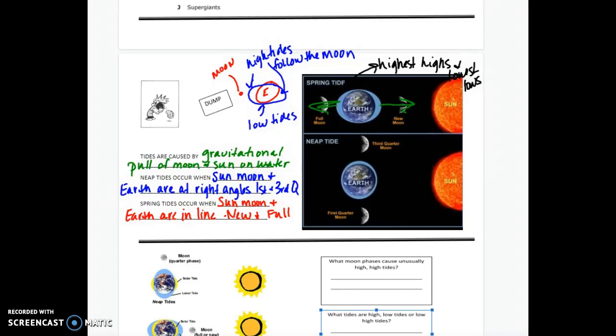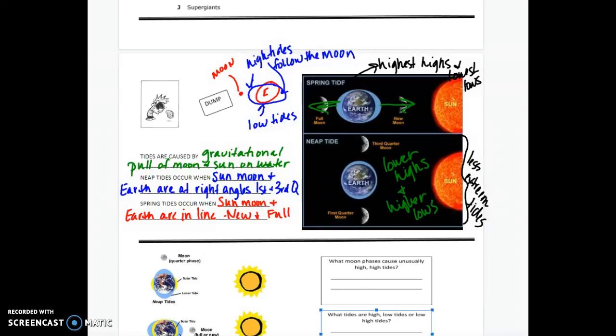Down here we have our neap tides. Our neap tides is where we're going to get our lower highs and higher lows. So less extreme tides. That's another way you can think about it. So here we're going to have our less extreme tides. And then our tides are, of course, caused by gravitational pull.